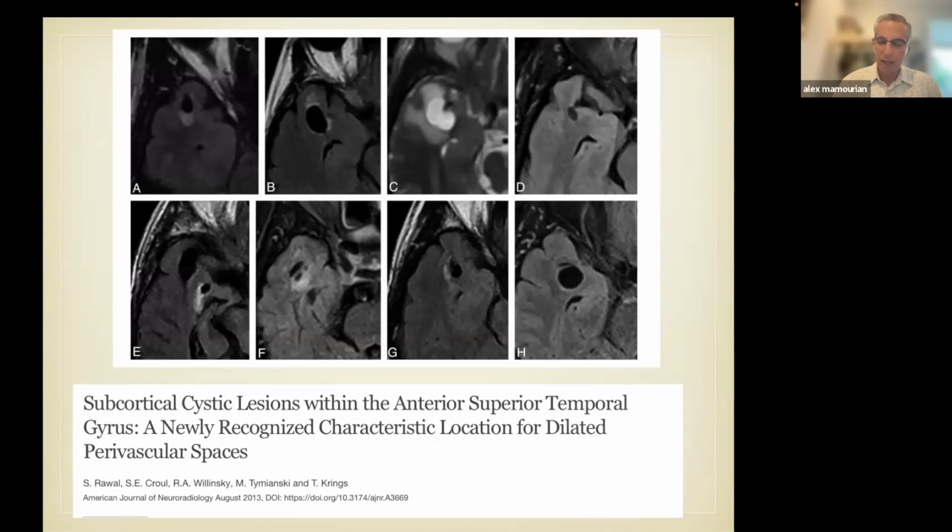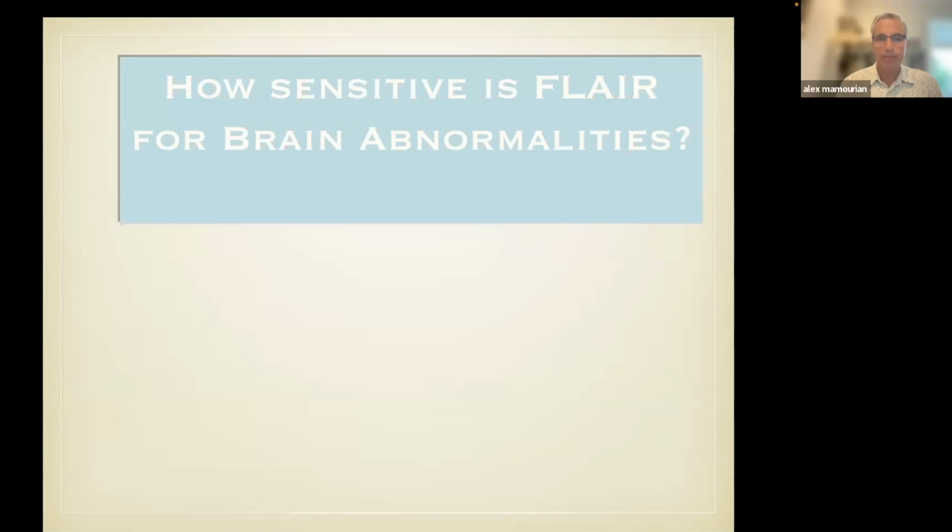And I think that if you can recognize this variation of the appearance of a perivascular space, you can save the patient a biopsy or open surgery. So be aware of that variation on FLAIR imaging. This is one of the few examples where a giant perivascular space can have a lot of abnormal signal.